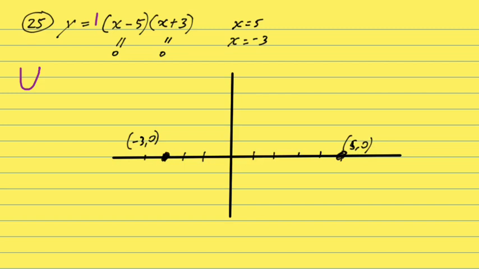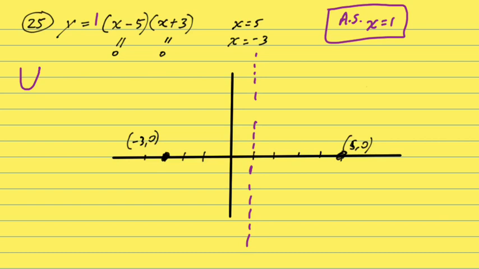What is halfway between, how far is it from negative 3 to 5? Is the distance 8? Half of that is 4. If you came in 4 from 5, would you be at 1? And if you added 4 to negative 3, would you be at 1? That happens to be what's called the axis of symmetry. So the axis of symmetry will be x equals 1.